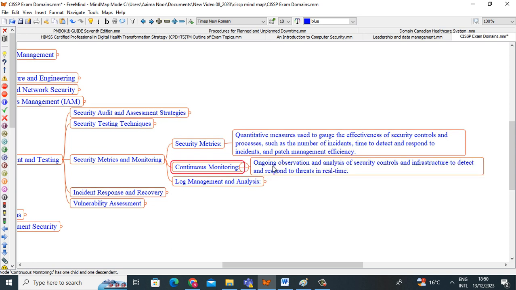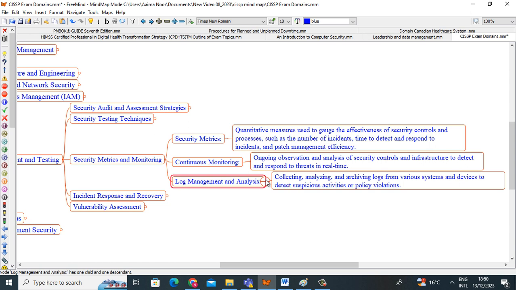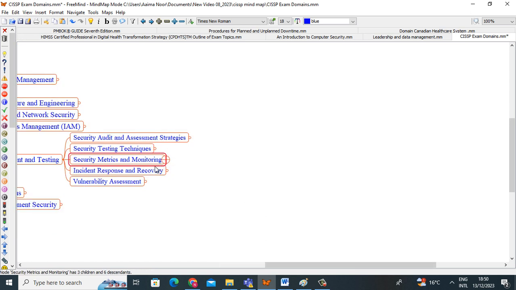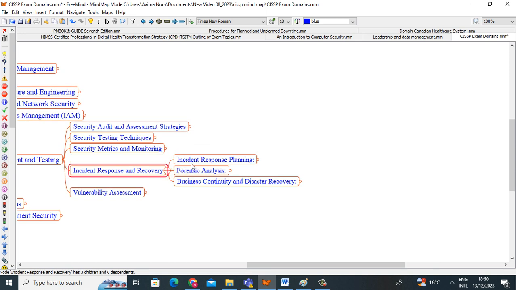Continuous monitoring. Ongoing observation and analysis of security controls and infrastructure to detect and respond to threats in real time. Log management and analysis. Collecting, analyzing, and archiving logs from various systems and devices to detect suspicious activities or policy violations. Incident response and recovery.